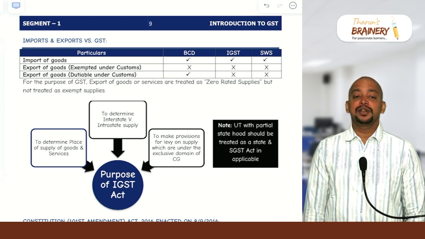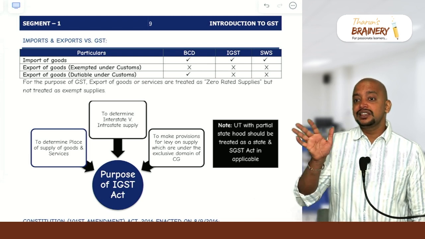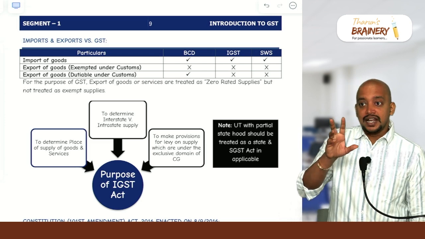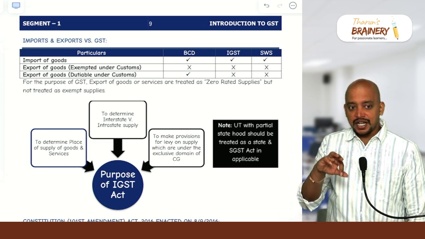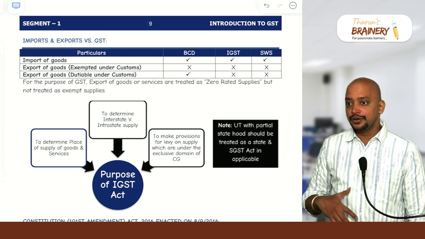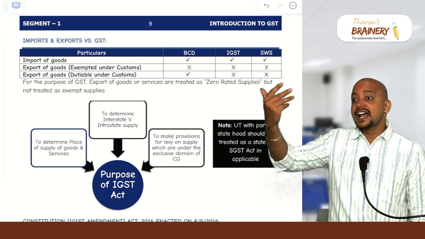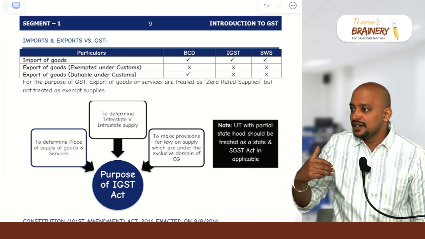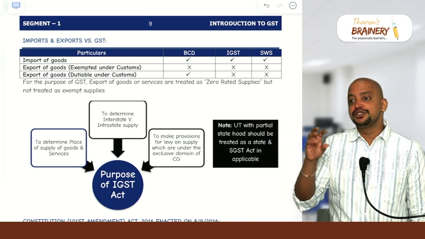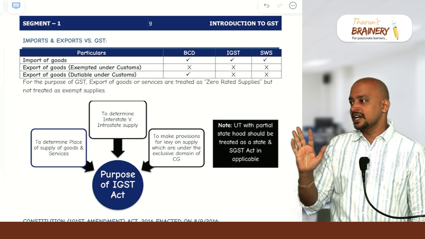Zero rated supply means what? Not that the rate is zero. The rate is not zero, but the burden will become zero. How will the burden become zero? First, I will be paying tax. Whatever tax I paid, I will get it as a refund. So therefore, the burden will become zero. That's why it is called zero rated supplies.